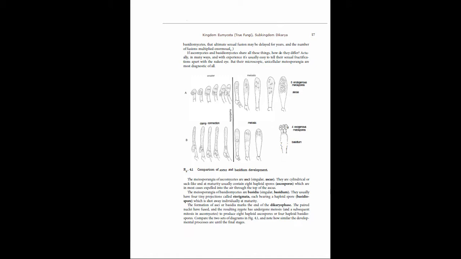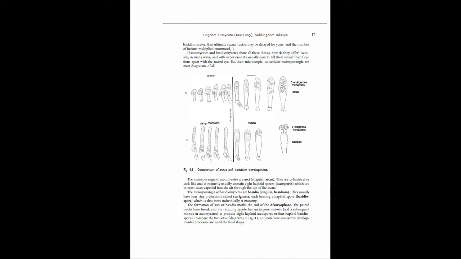A8 endogenous myospores ascus. Clamp connection meiosis. 4 exogenous. Hashtag. Myospores. Basidium. V. B. 1. I backslash. I. Fig.4.1 Comparison of Ascus and Basidium development.